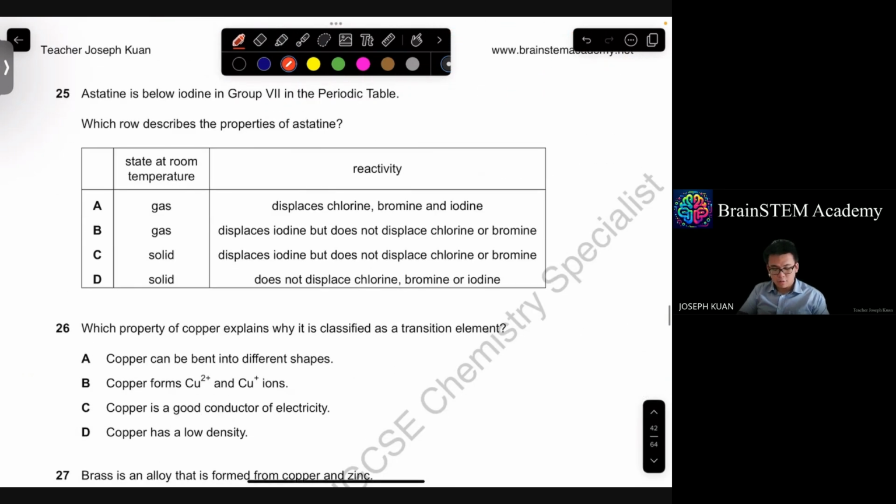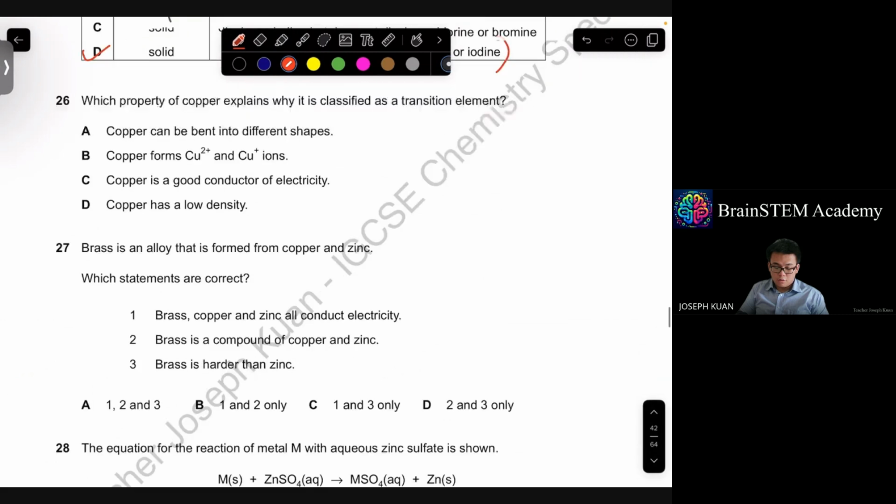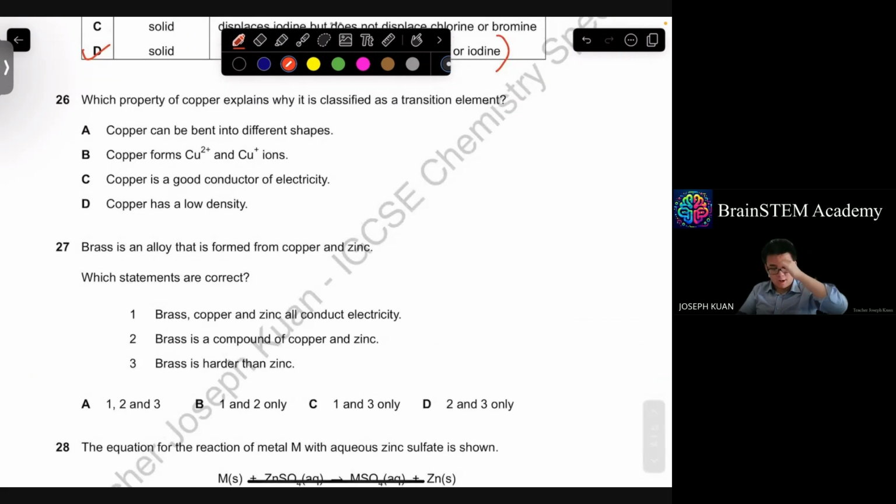Next, astatine is below iodine in group 7 of the periodic table. Which row describes the properties of astatine? So going down group 7, the melting point and boiling point get higher, where it gets more solid, and it gets less reactive, so it does not displace chlorine, bromine, or iodine. Question 26. Which property of copper explains why it is classified as a transition element? So the ability to form multiple oxidation states is a trademark for transition elements. Others are not unique properties of transition elements, but instead A and C are just typical characteristics of metals.